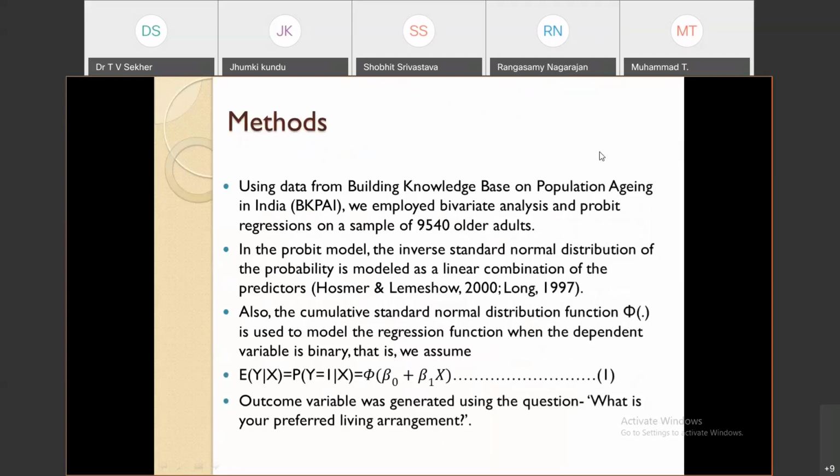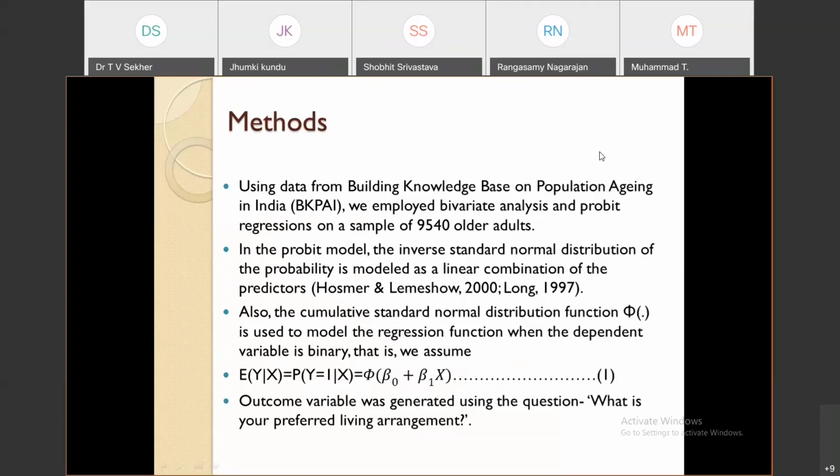As we know, in the probit model, the inverse standard normal distribution of the probability is modeled as a linear combination of the predictors. The cumulative standard normal distribution function phi is used to model the regression function when the dependent variable is binary. So here we assume that the estimation of y given x equals the probability of y equals 1 given x, which equals phi of beta 0 plus beta 1 multiplied by x.